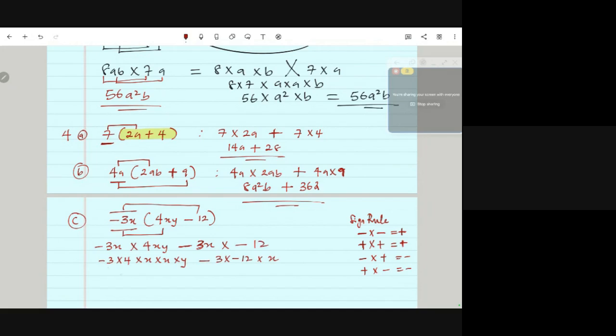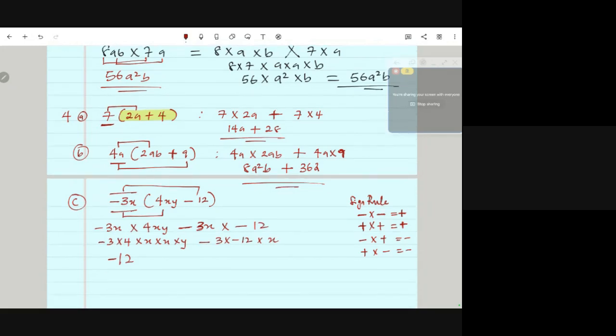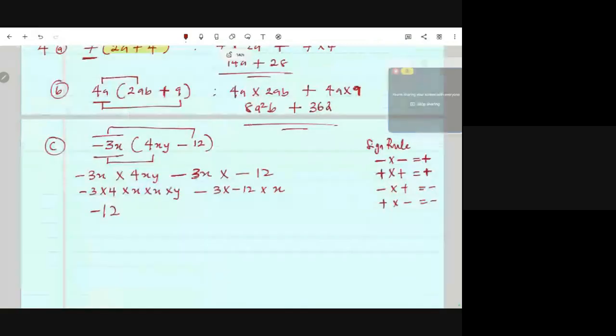So minus 3 times 4, that's minus 12. The 4 has a plus, so that's a minus 12. Just like you have minus times plus, minus. Then x times x is x squared. Then y.